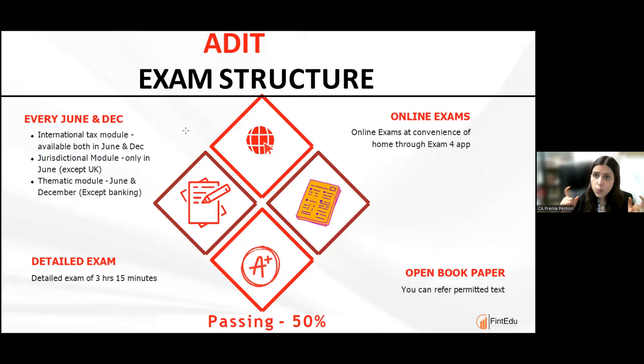So therefore, you have to choose wisely. In case you are sitting for the international tax paper in June, then in December you will have to give the thematic paper, because the jurisdiction will not be available in case you're not opting for UK. So then again next June you can give the jurisdiction. Also, you can give any paper in any sequence. It's not that you have to give module 1 first, then module 2. It's not like that. You can give the papers in any sequence. So that way it's a very, very flexible and convenient exam. You can give it at your own convenience.